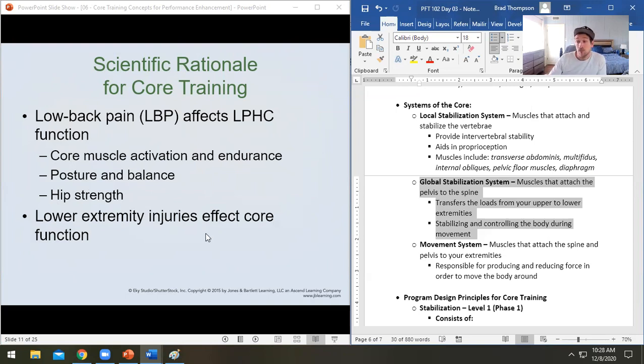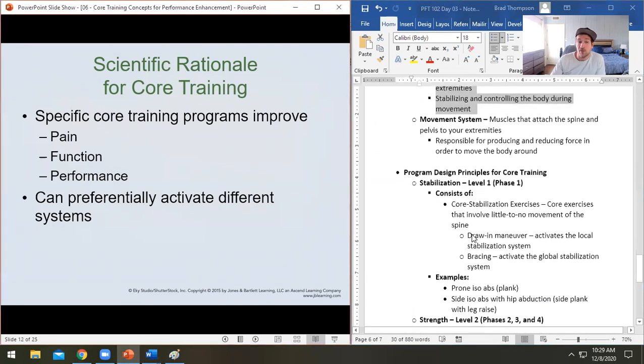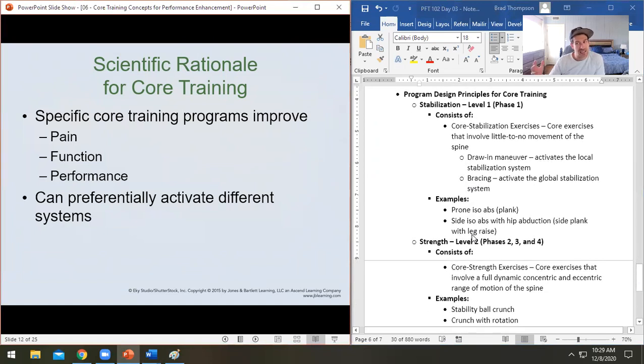A weak core is going to mean that you're going to move your legs the wrong way. Your legs move the wrong way, you're going to tear your ACL. You're going to sprain your ankle. So we want to make sure that we are designing effective core programs to enhance someone's performance, but also reduce their pain and increase function. So we want to always, always, always be very systematic and integrated, again, going back to that NASM concept, about writing our programs.